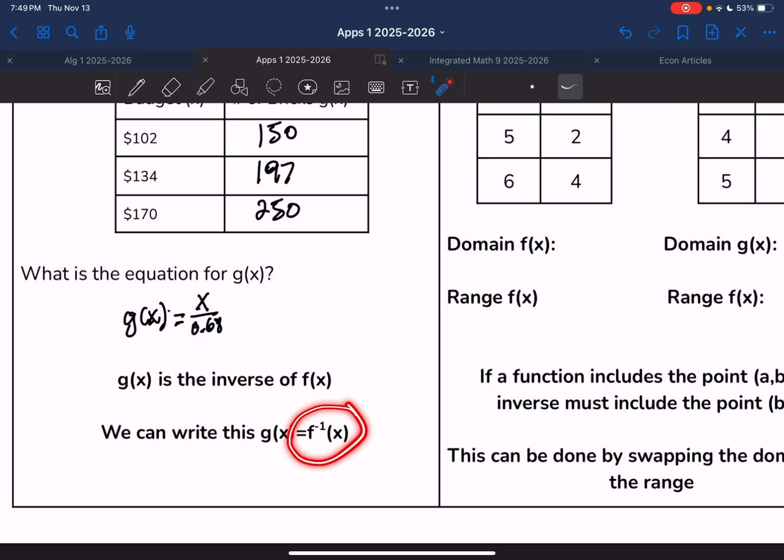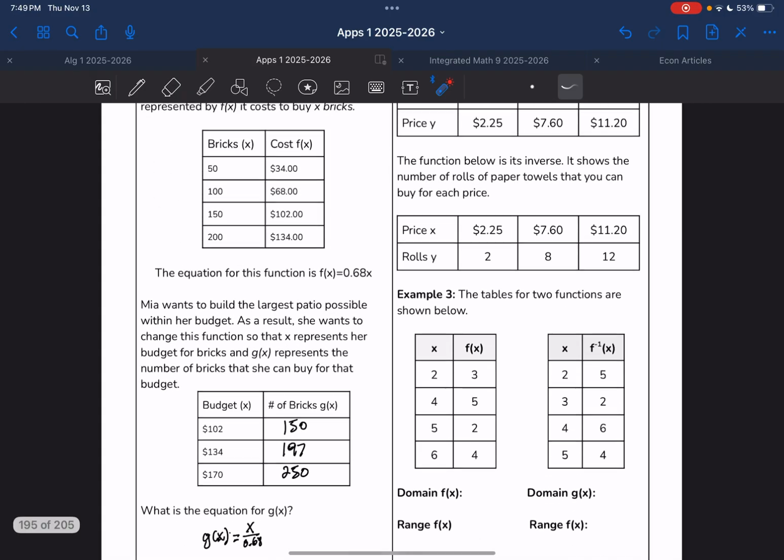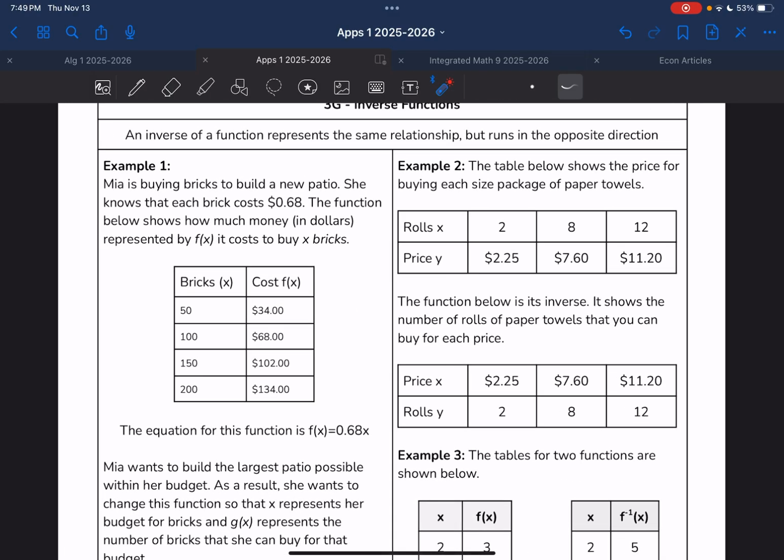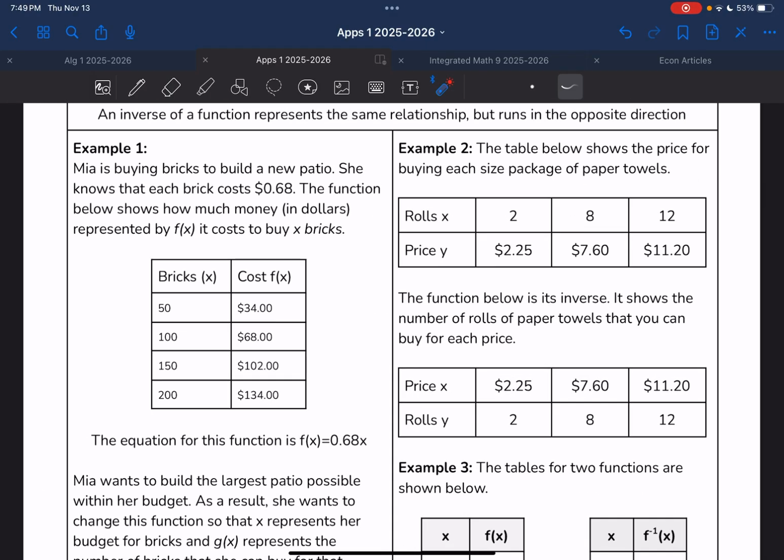And you write that f negative 1 of x, right? So the inverse of f of x, we write f negative 1 of x. If you see this f negative 1, that means it is the inverse function. Let's take a look at another intuitive example here. That's example 2. Very similar in nature.